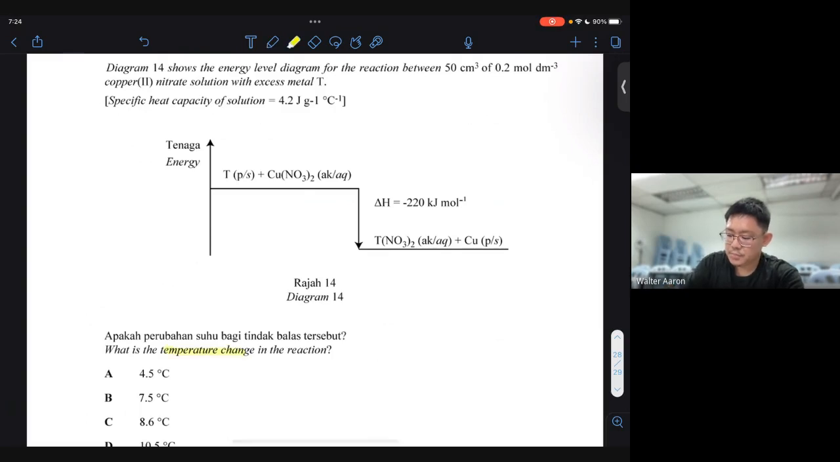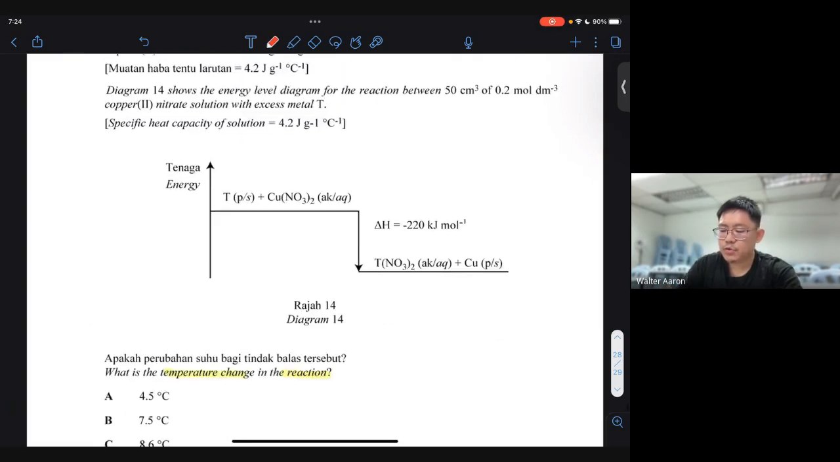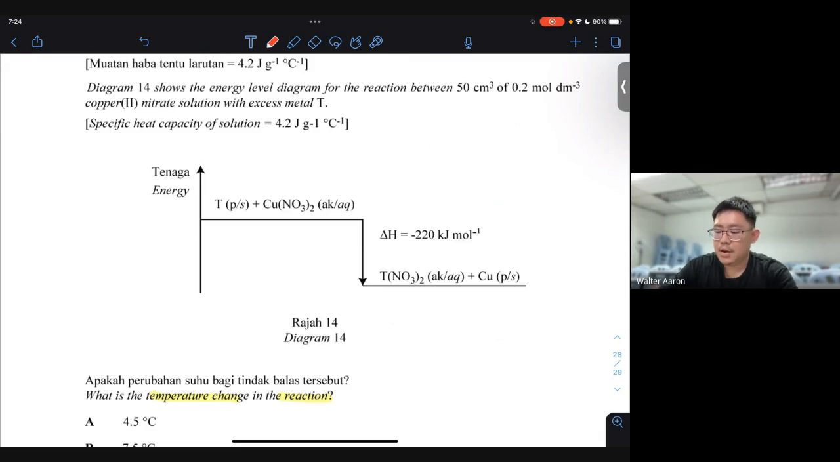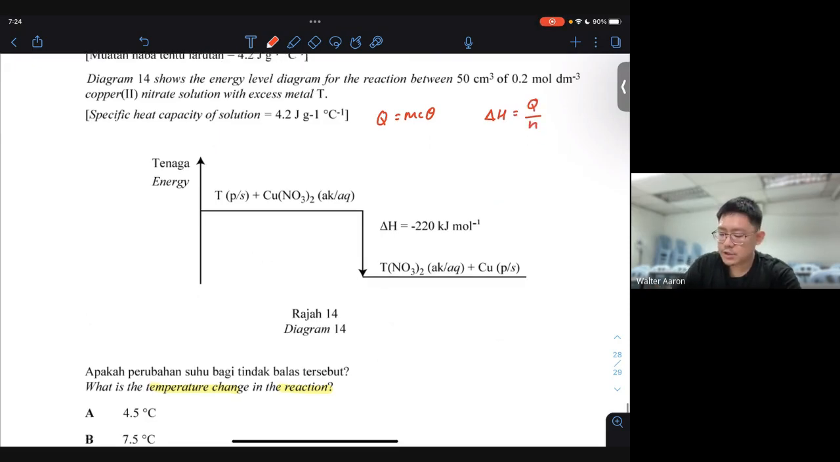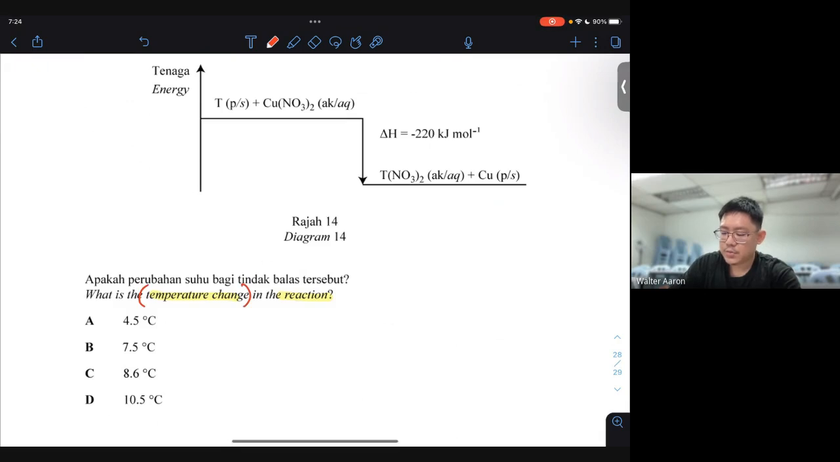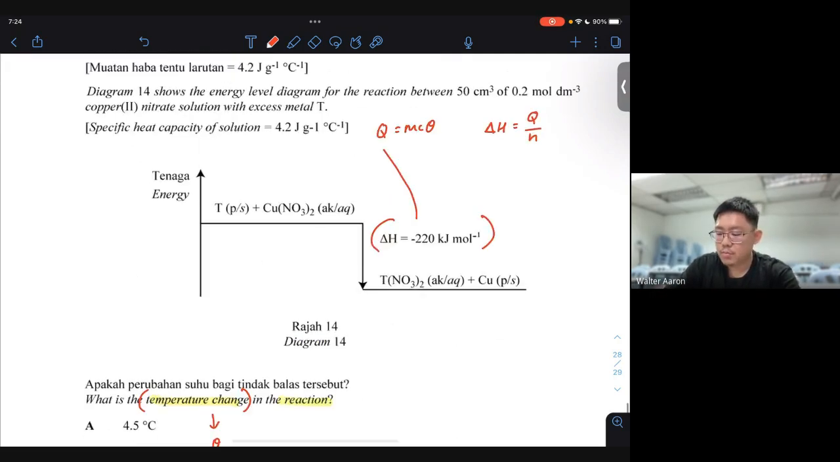So what is temperature change? You only have two formulas in thermochem. One is Q = mcθ, and the other one is ΔH = Q/n, where the temperature change that they want is actually referring to θ. So what we're going to do is work this in reverse. They have given you the ΔH value. We're going to trace it back to find Q, and then only use Q to get back the θ. Very simple.